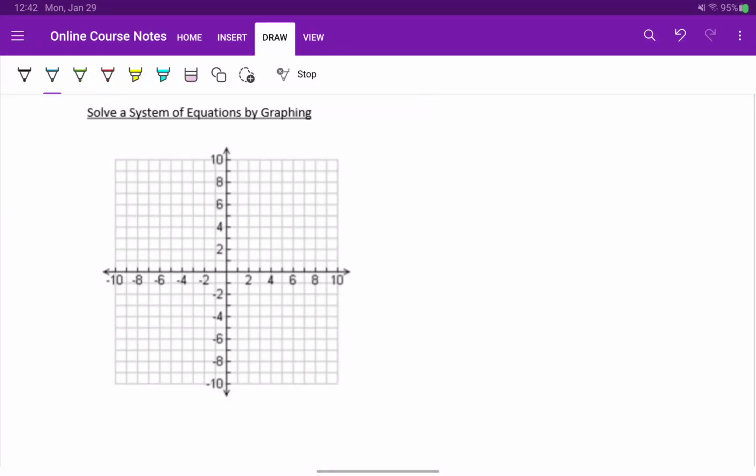Now we know how to test whether a given ordered pair is a solution to a system of equations. But the next question is, how do we actually find that solution? We're going to look at doing this graphically.